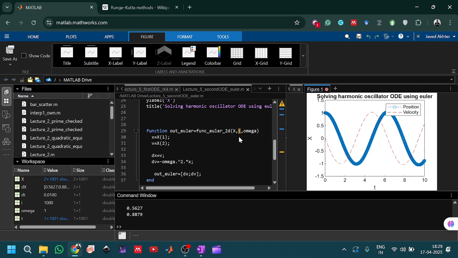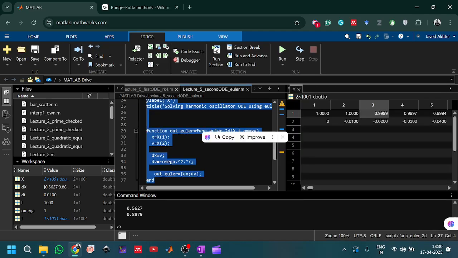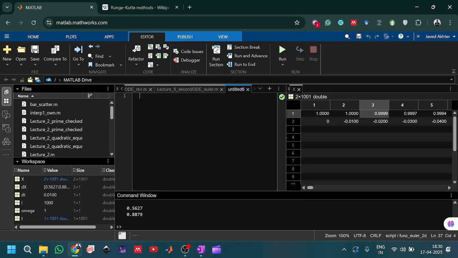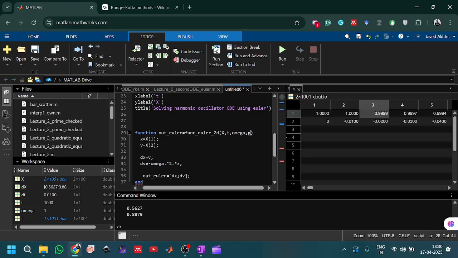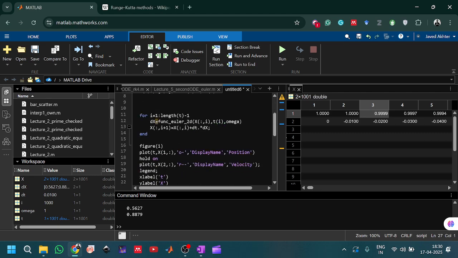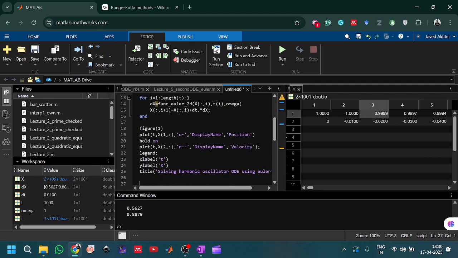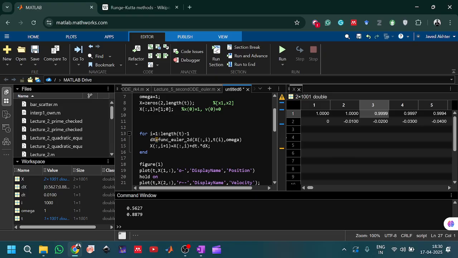Okay, maybe it is not working, so let me wait for 1 minute. Now you also have to specify the function what gamma is. So for 2D, let me call it damped. You have to make changes here also.